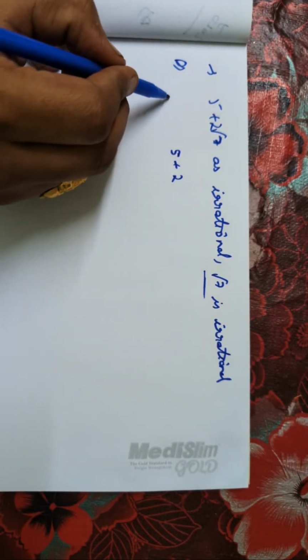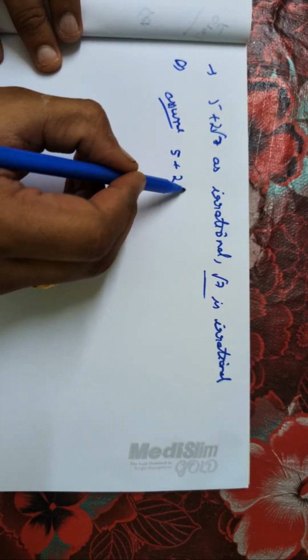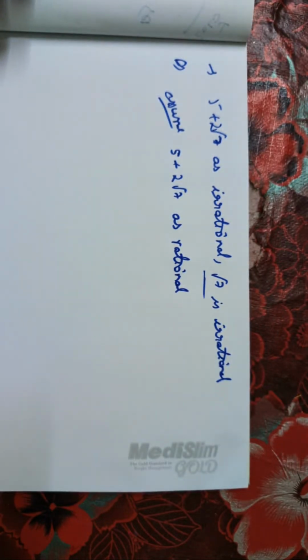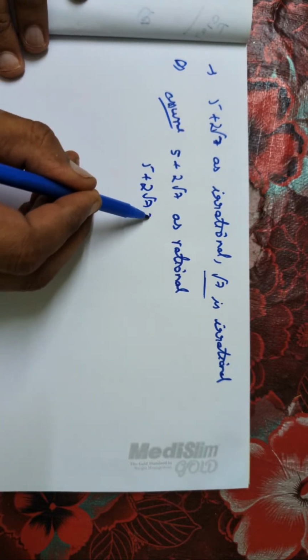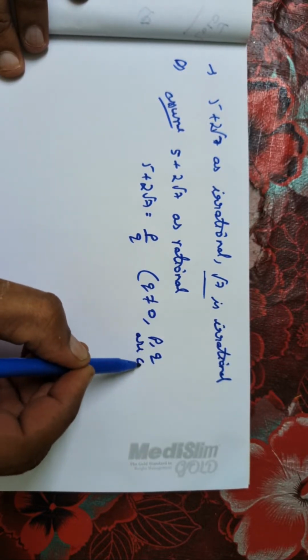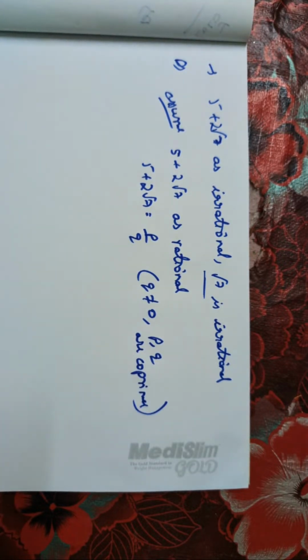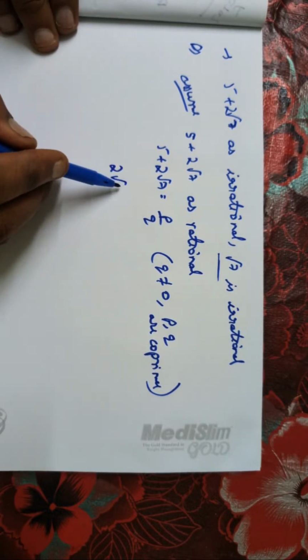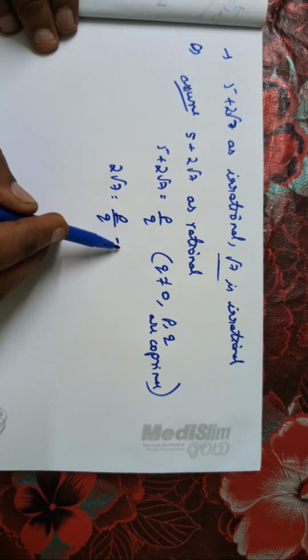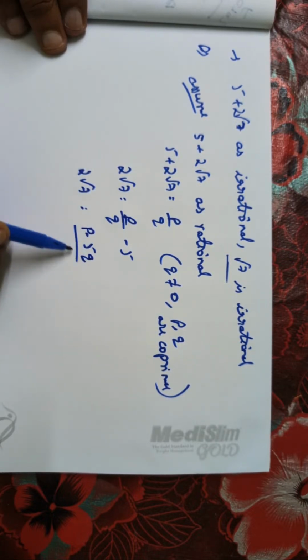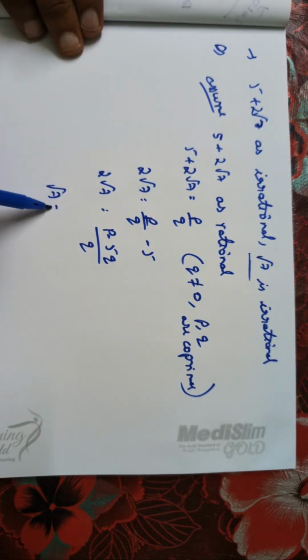Let's assume 5 plus 2 root 7 as rational. Rationals are nothing but the P by Q form. So 5 plus 2 root 7 equals P by Q, where Q is not equal to 0 and P, Q are coprimes. Coprimes are the numbers which don't have any common factor. So now just write 2 root 7 equal to P by Q minus 5. Take the LCM on the right side. So this will become P minus 5Q by Q, and root 7 equal to P minus 5Q by 2Q.